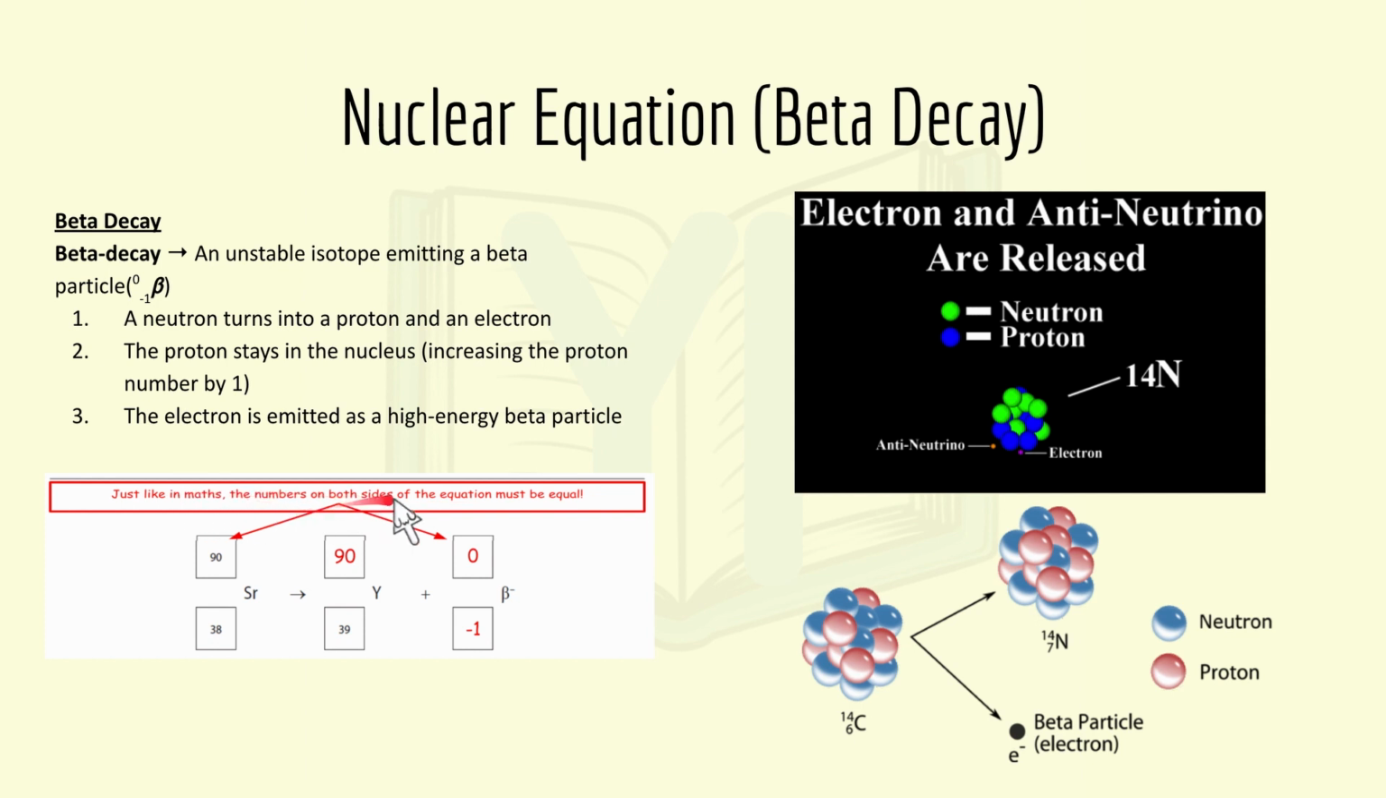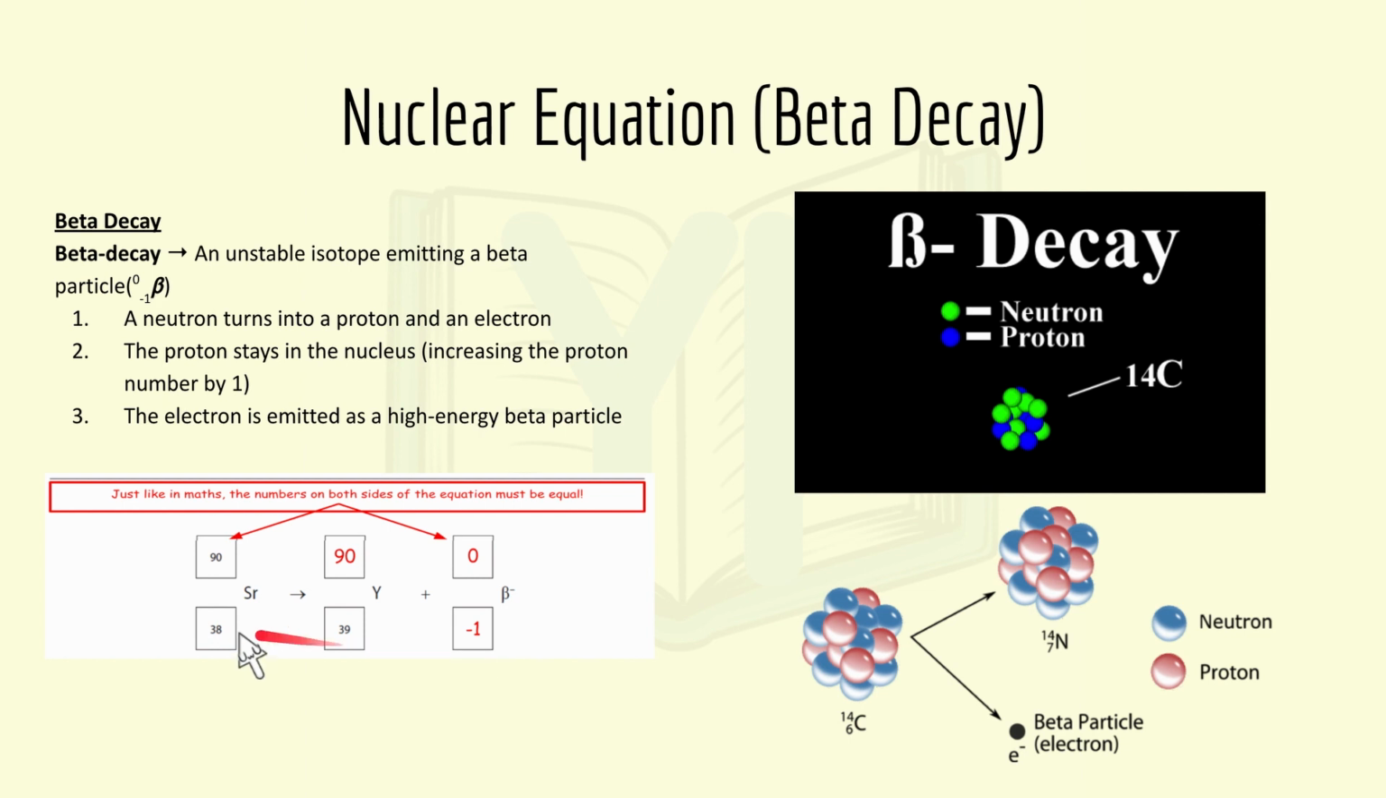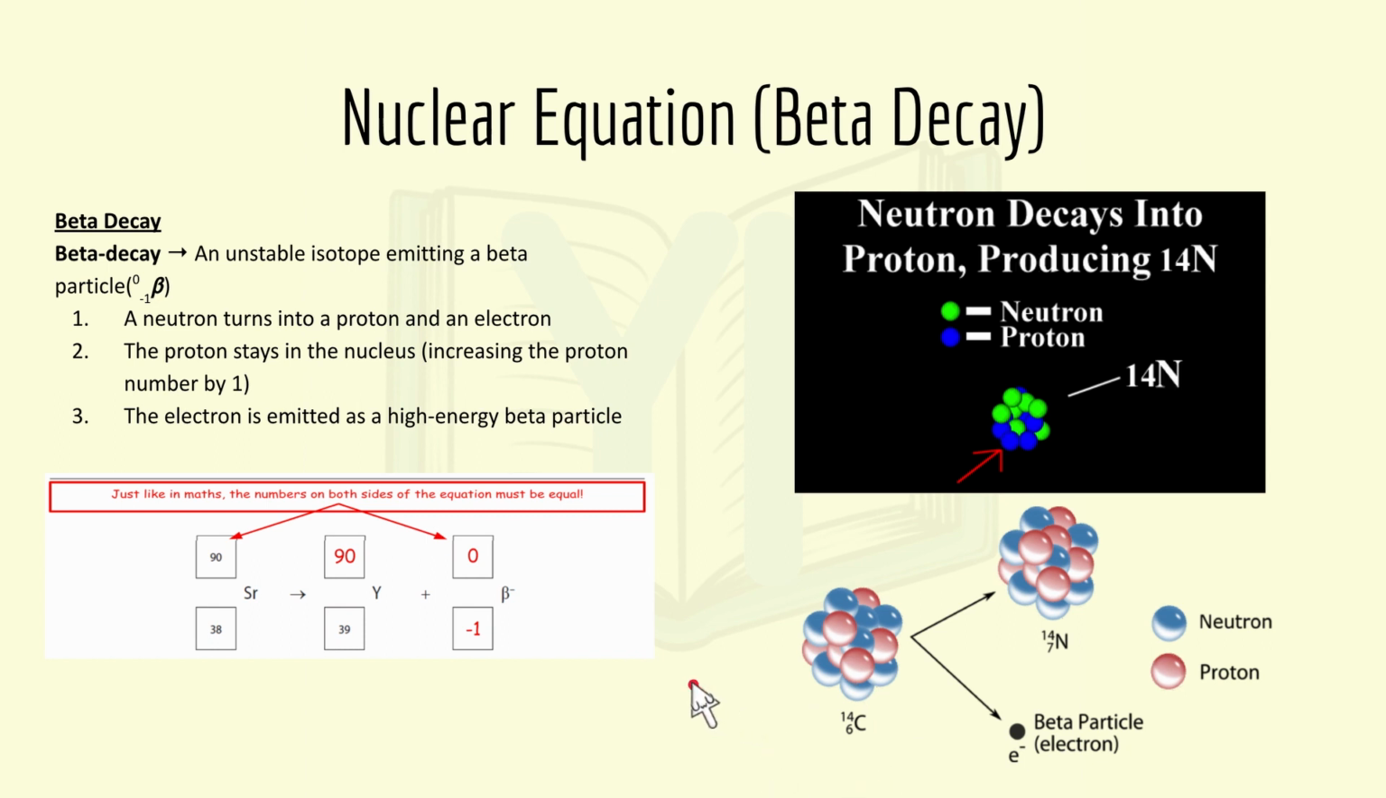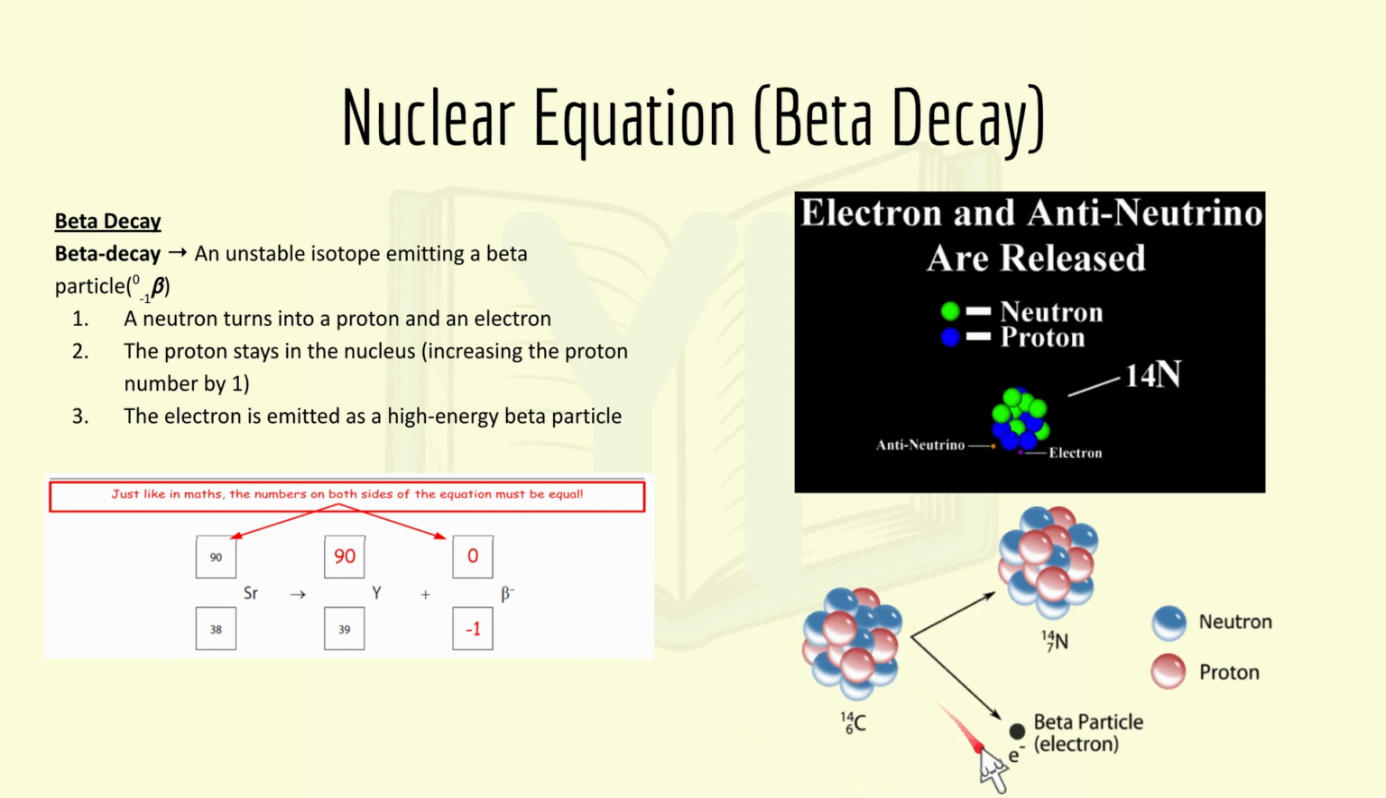Just like in math, the numbers on both sides of the equation must be equal. So you can see this diagram here. A carbon, after beta decay, becomes nitrogen and a beta particle, or electron.